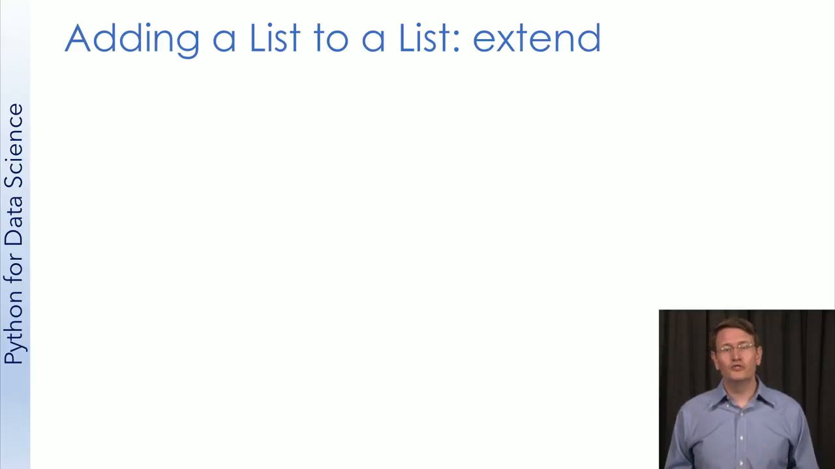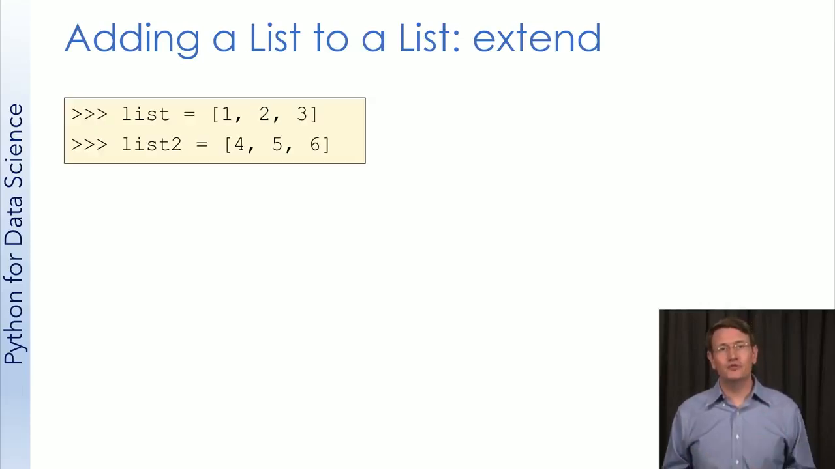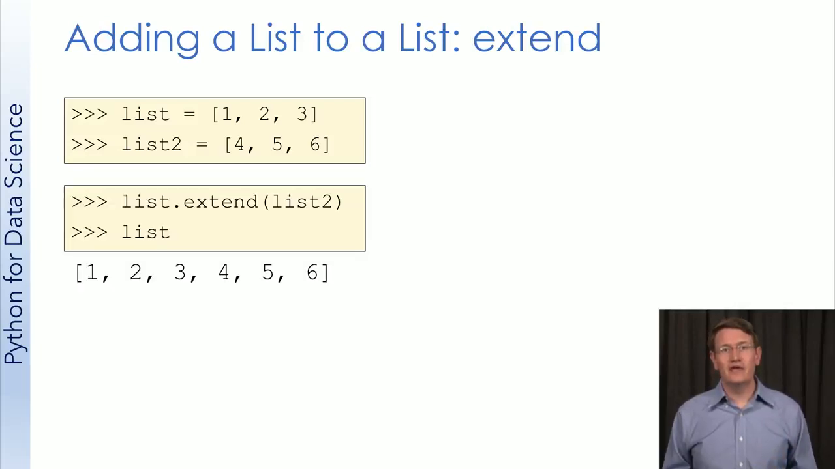Sometimes you'll want to merge 2 lists. If the merger simply involves adding one list to the end of the other, you can use the method extend. Let's set up 2 lists. Now, let's call the extend method to make it so list 2 is added to the end of list 1. Great, this did just what we'd expect.